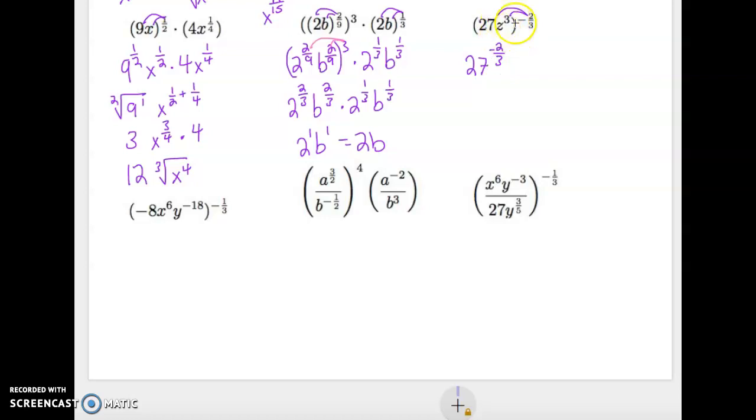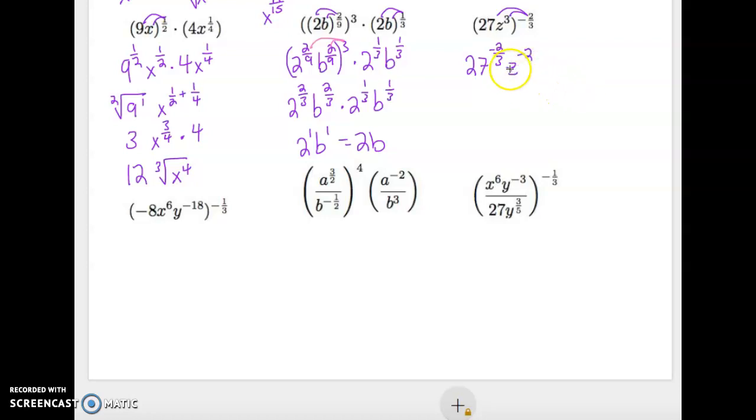And then when you have an exponential expression to an exponent, it's a power to a power, you can go ahead and multiply your 3 and your negative 2/3. If you're not confident with them, you can always do 3 times negative 2 divided by 3 in your calculator. You'll get z to the negative 2.